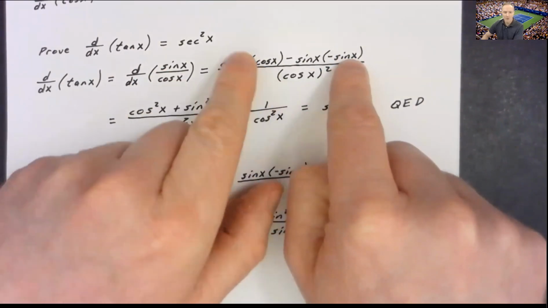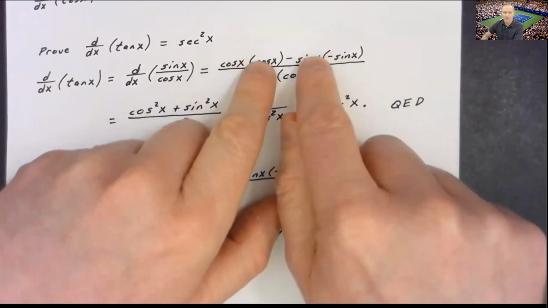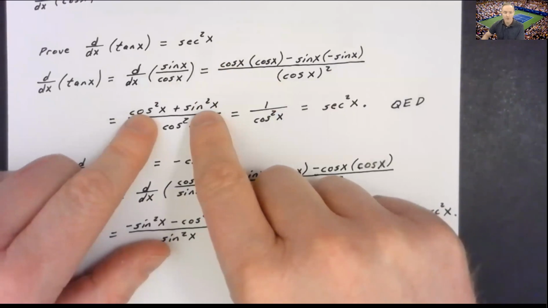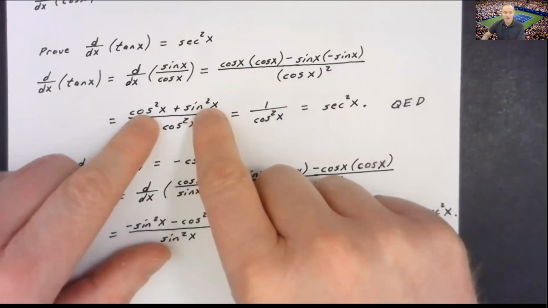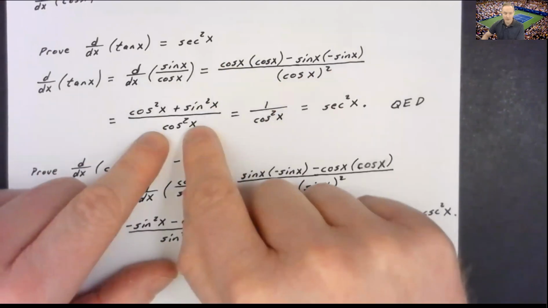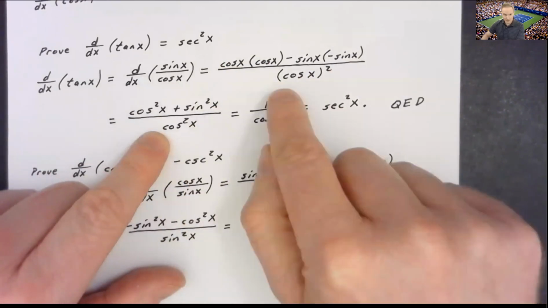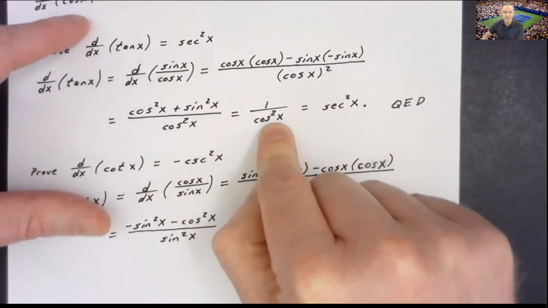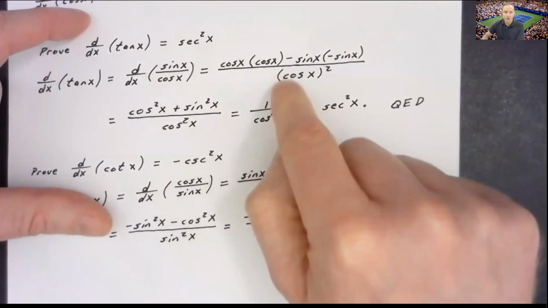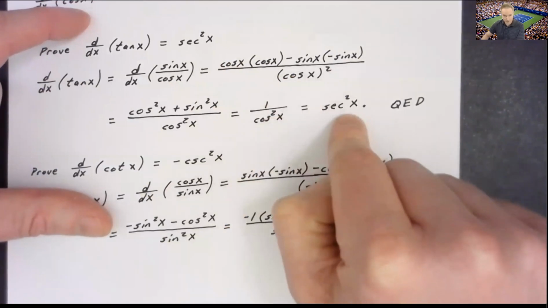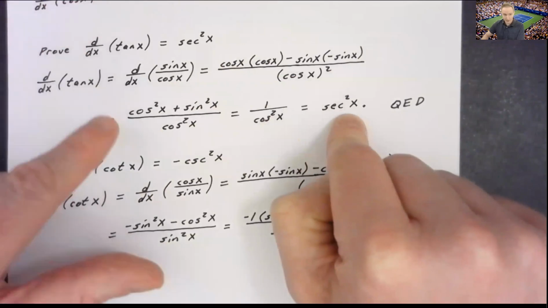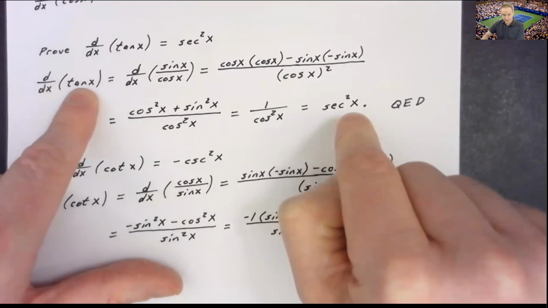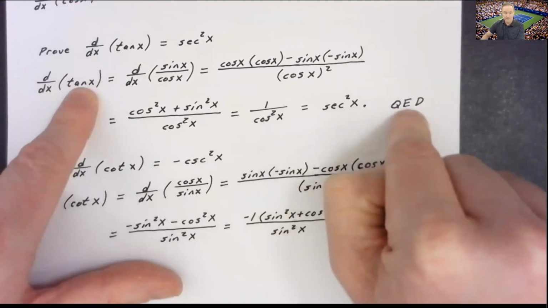So now this is going to give me cosine squared, and this is going to give me plus sine squared. I already know cosine squared plus sine squared is 1. So my numerator, cosine squared plus sine squared, over my denominator, cosine squared, simplifies down to 1 over cosine squared. And then I know cosine is the reciprocal of secant, so 1 over cosine squared is secant squared. Once I get to that, I have proven that the derivative of the tangent of x is secant squared x. Thus, I'm done with my proof.